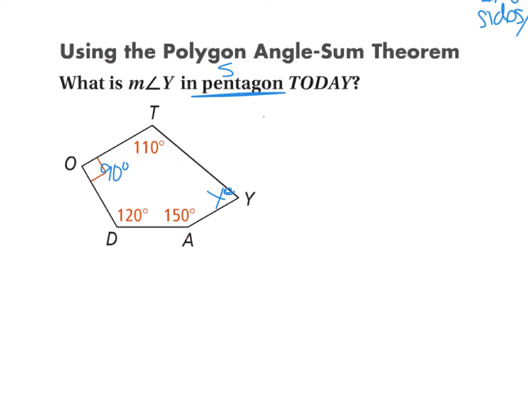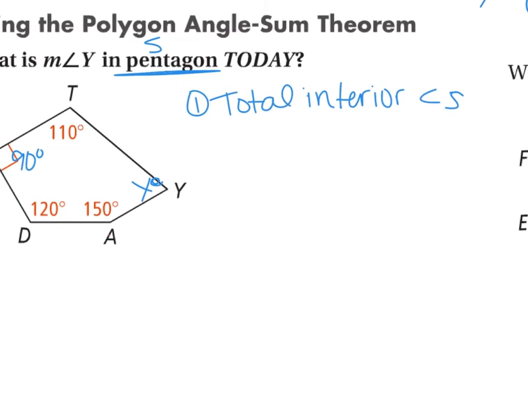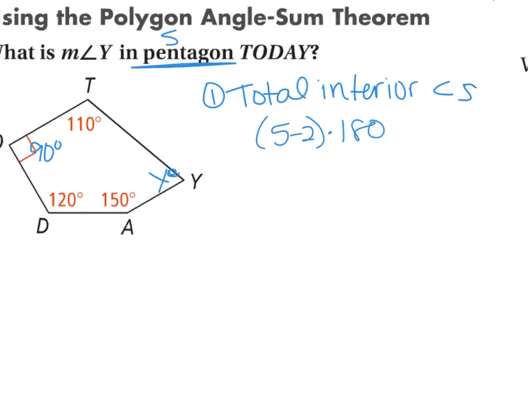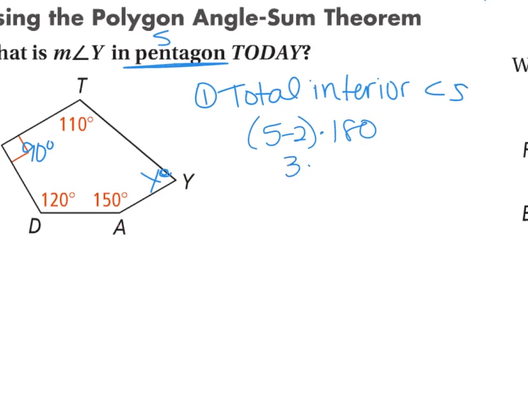So first thing you need to do is find the total interior angles. What do they add up to be? All of them. Well, we have that formula from the first page of the notes. It's n minus 2 times 180. So n is 5. So 5 minus 2 times 180. Then you would solve that. That would give you 3 times 180, and so the total is going to equal 540.